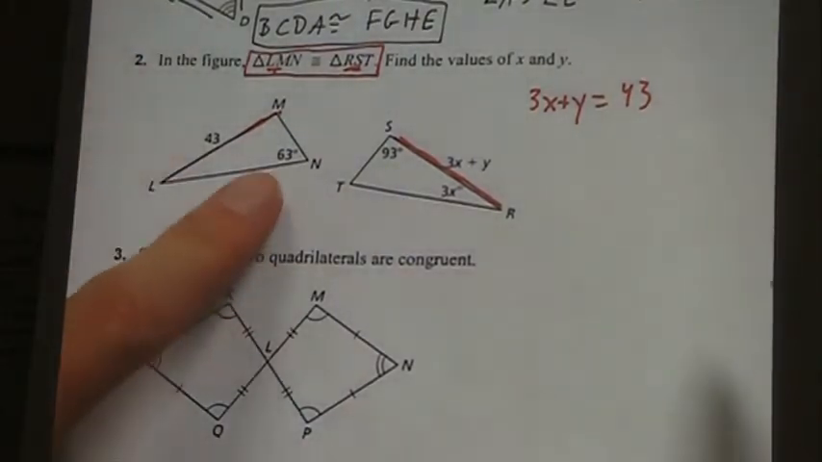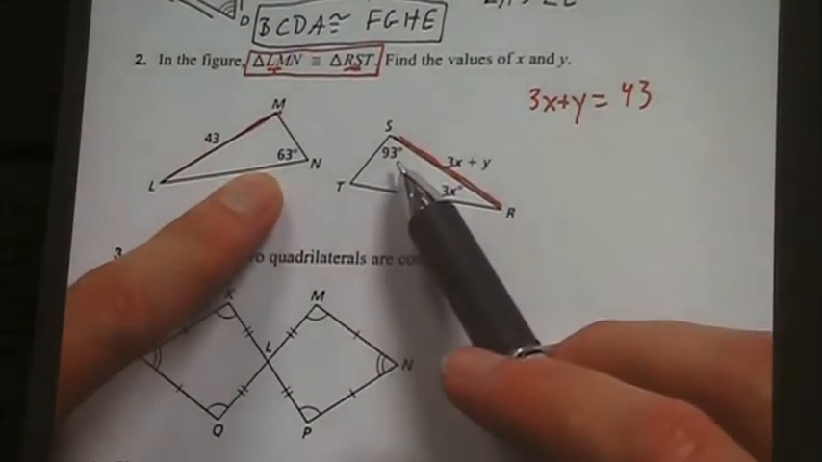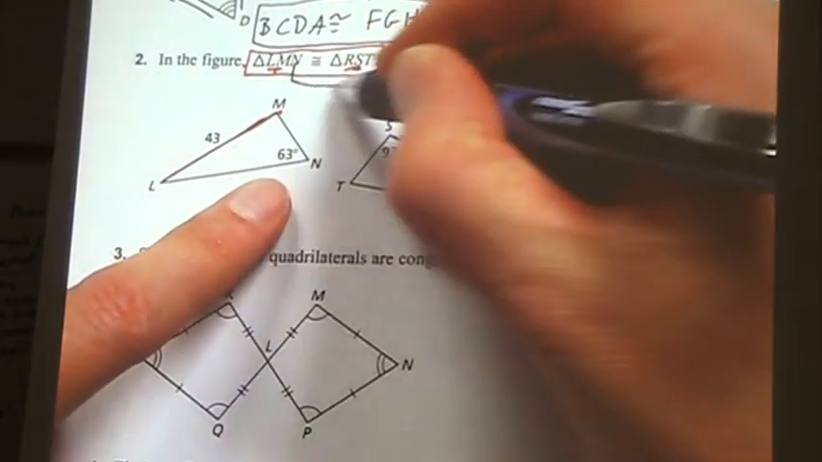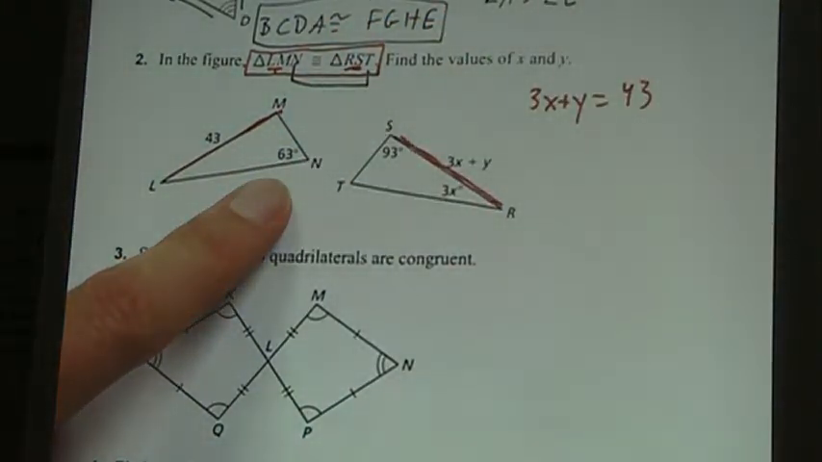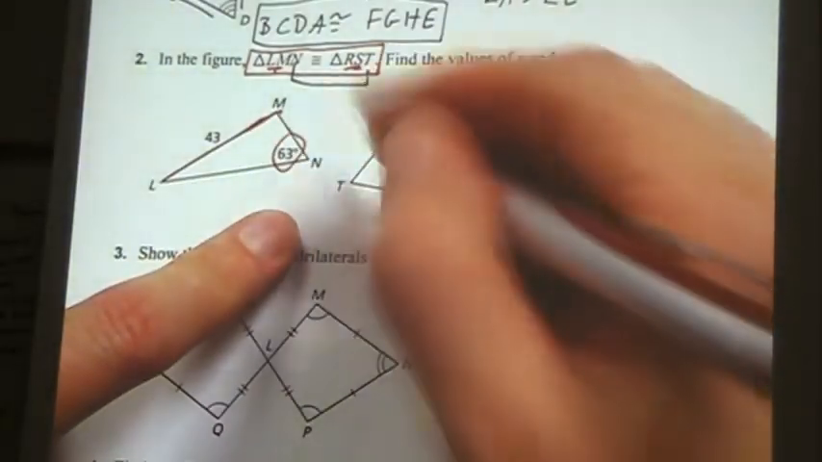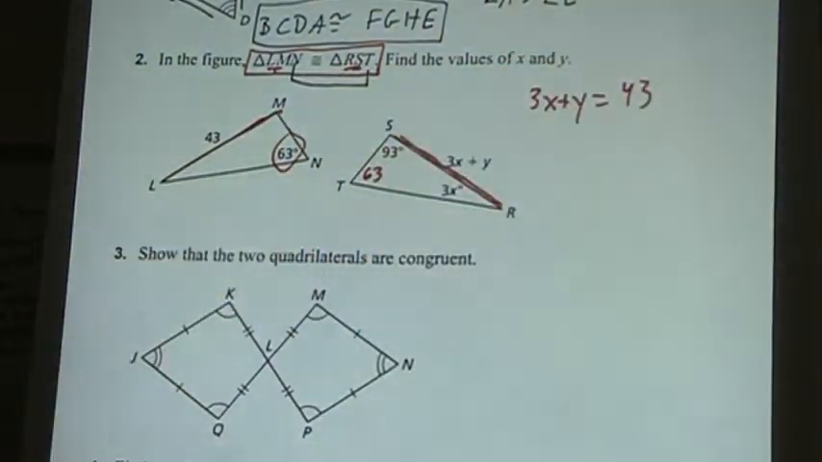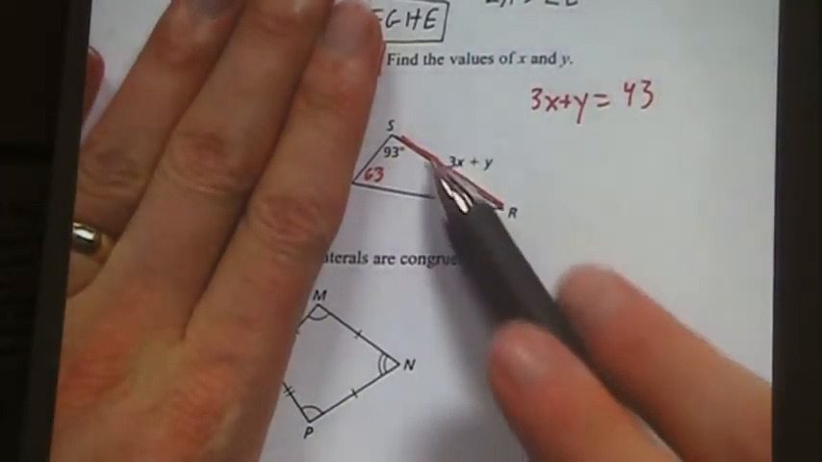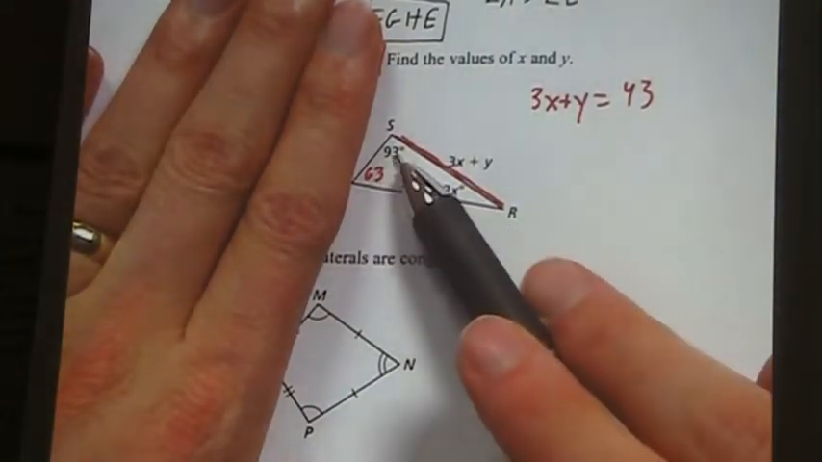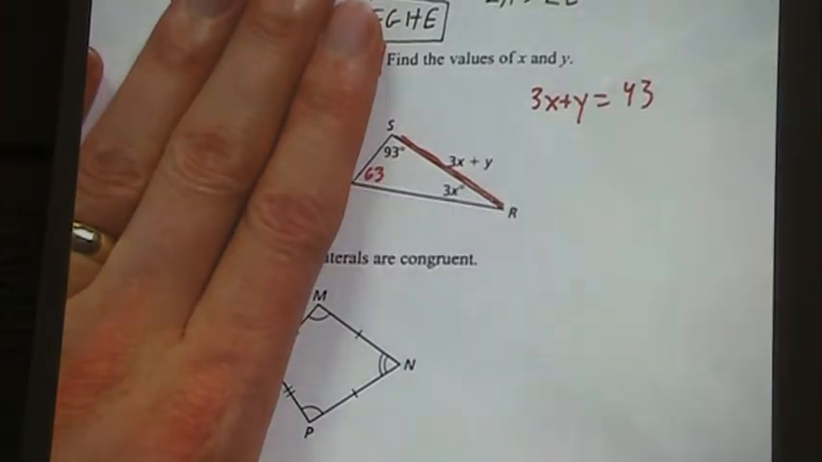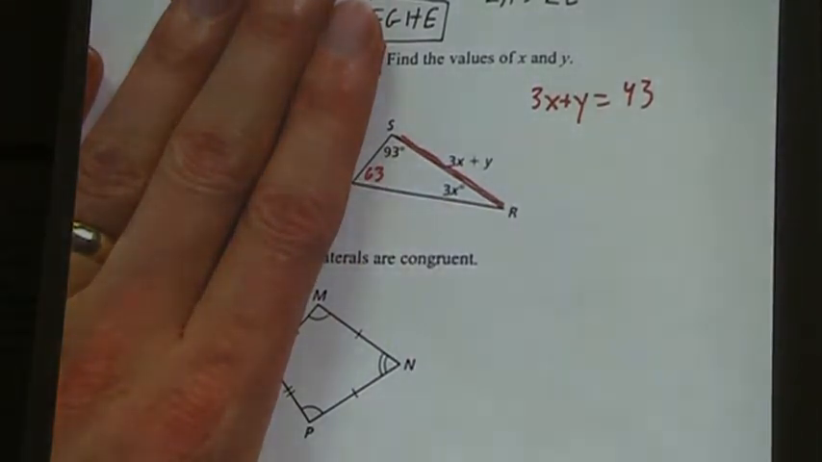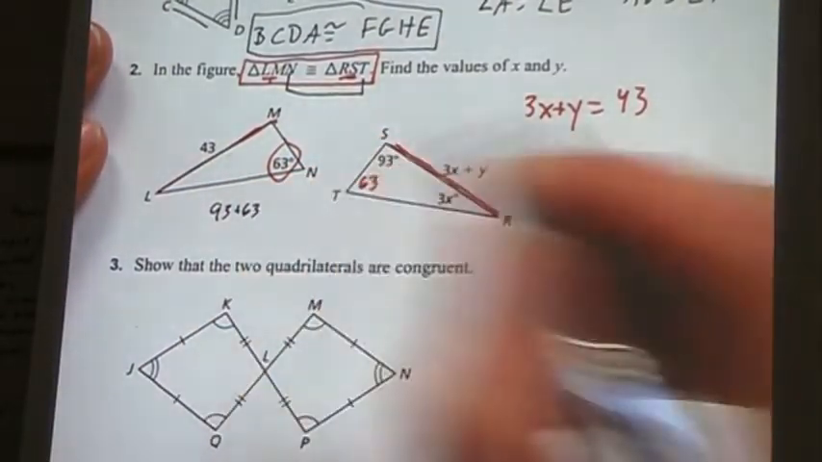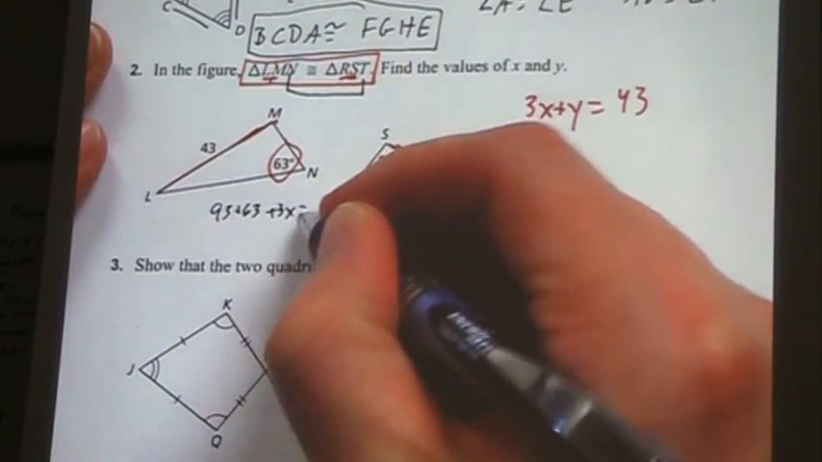Well, here's N. N is 63. M is 93. N is last in my congruent statement. T is also last, which means 63 will also be 63 over here. Now we're just going to look at this triangle. What are these 3 angles going to add up to? 93, 63, and 3x add up to 180, the inside of a triangle. So we can go 93 plus 63 plus 3x equals 180.